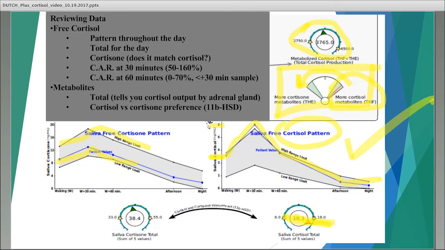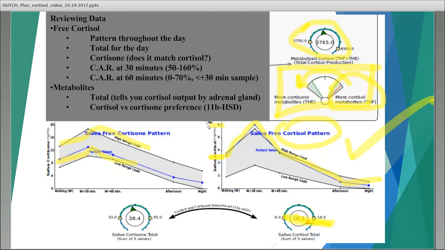Now, again, all of the cases are not going to be this complex, but this is the way in which you want to work through your data. How does the cortisol look at different times? What is the magnitude of that cortisol awakening response? Does the cortisone pattern match that pattern? That may shift your interpretation just slightly. And then we want to look at the total of the metabolites to get an idea of total cortisol output, which then again gives us some inference and implication of what's going on in terms of the rate of cortisol clearance, which can be abnormal in some cases.